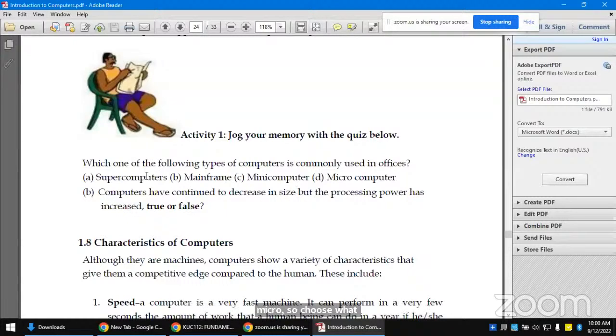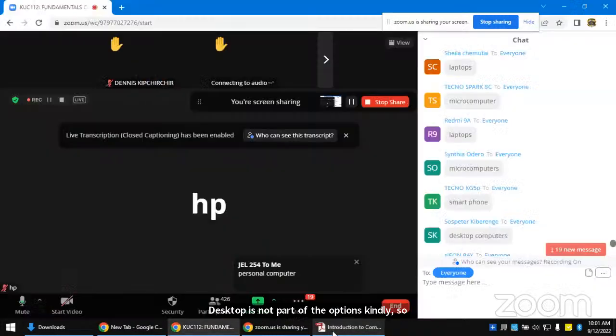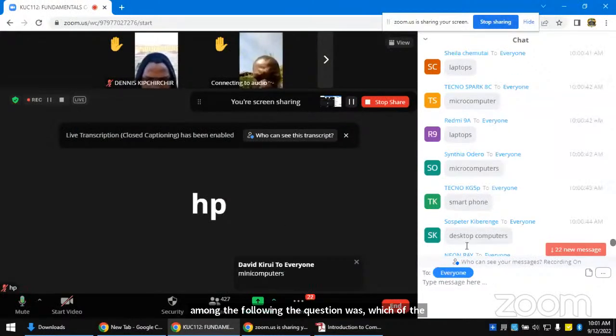Desktop is not part of the options, kindly. So choose one among the following. The question was, which of the following types of computers is commonly used in offices? Sorry, you can't see my screen. Let me share. Which one of the following types of computers is commonly used in offices? Option A, supercomputers. Option B, mainframe. Option C, mini. And D is micro. Choose one and type it in the chat.